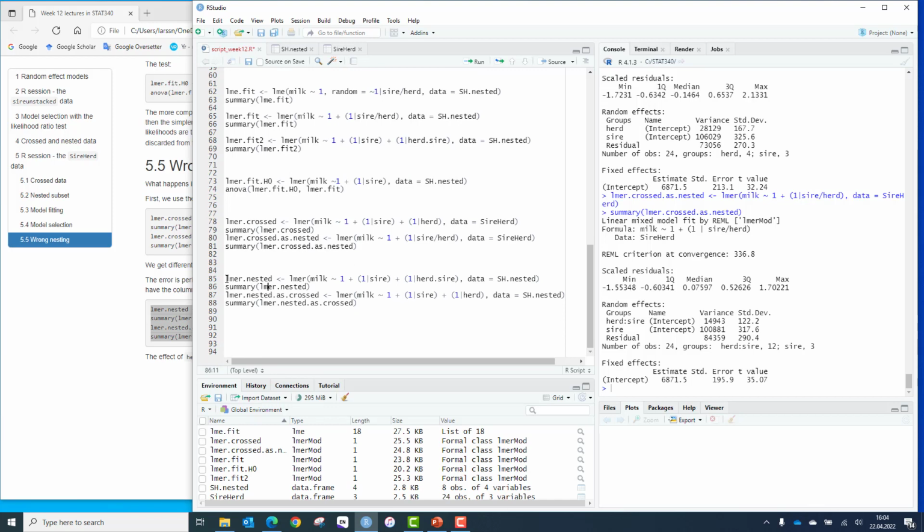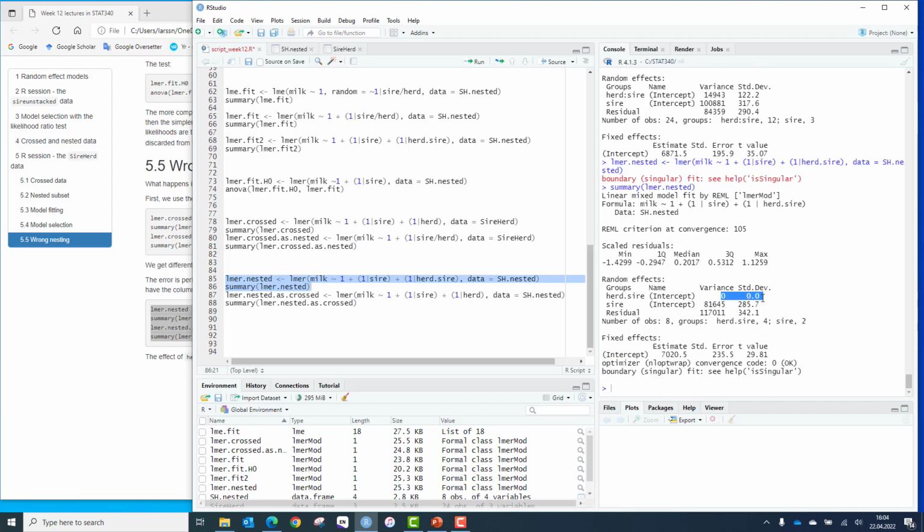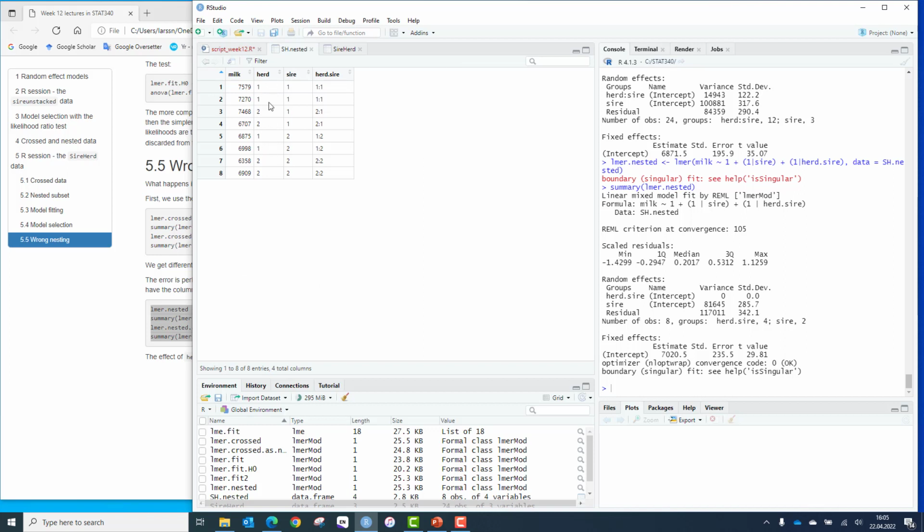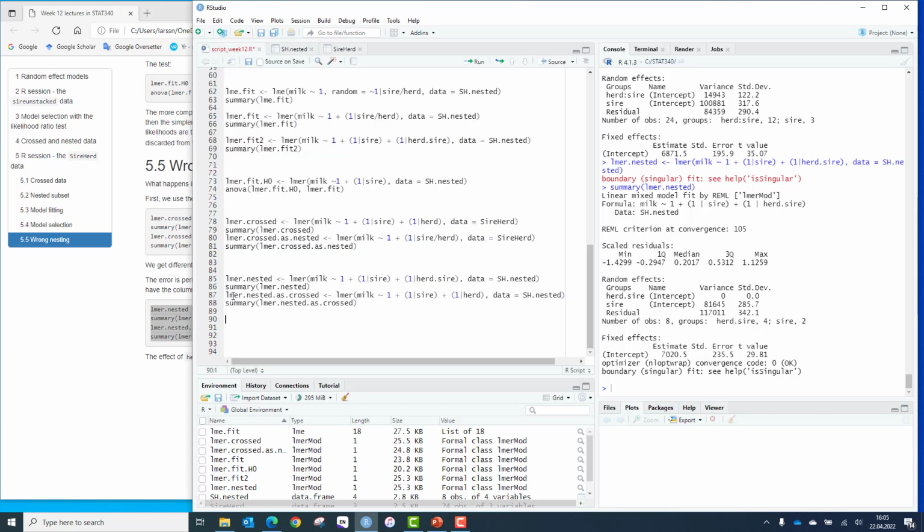And first we fit the nested data with the nesting, right? As we should do. And we did this before, so we know the output. We will get this 0 standard deviation for the herd and quite a big standard deviation for sire. What happens now if we think that sire and herd are crossed, right? Because we have this herd column still, right? So we could make this error if we didn't have this column over here. If we only had these two columns here, we could easily think that these are crossed, right? And then fit the model like this with sire and herd as separate crossed variables.